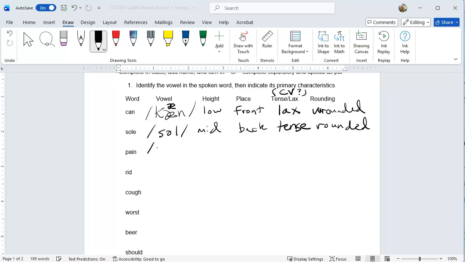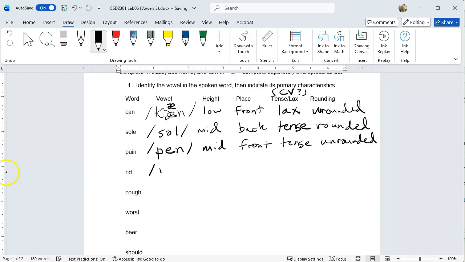Third word is pain. Looks like pen, pronounced pain in transcription. That's also mid. It's across from O, but on the front side. We do have words like pay, so that makes that one a tense vowel as well. And all of our English front vowels are unrounded.